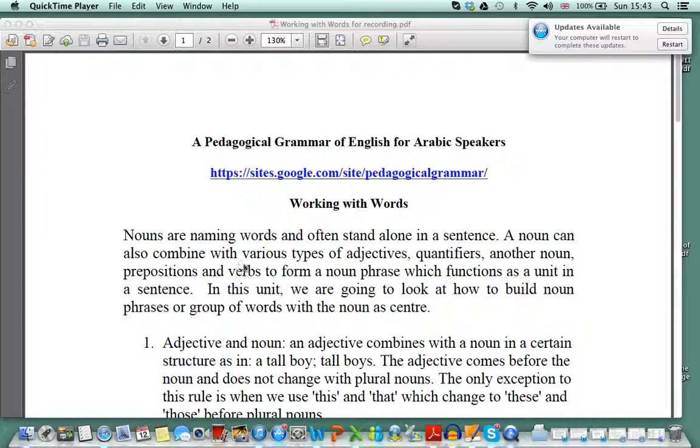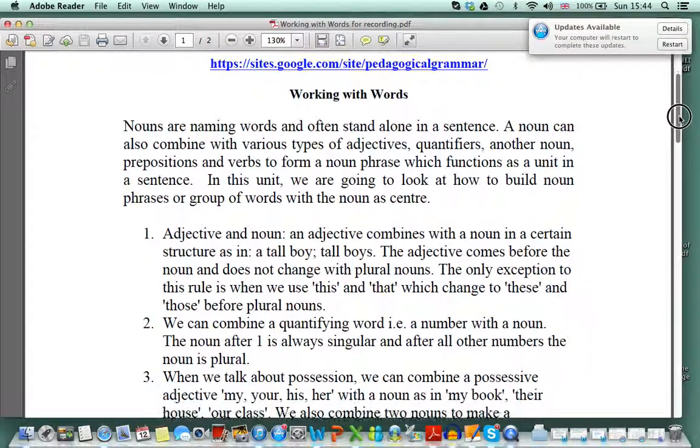A noun can also combine with various types of adjectives, quantifiers, another noun, prepositions, and verbs to form a noun phrase, which functions as a unit in a sentence. Today, in this unit, Working with Words, we're going to look at how to build noun phrases, or groups of words with the noun as center.